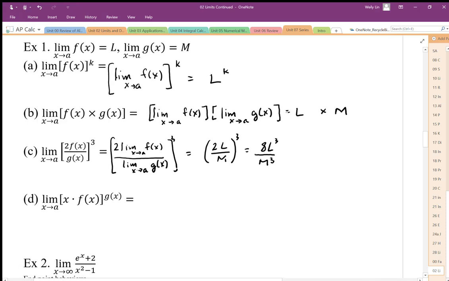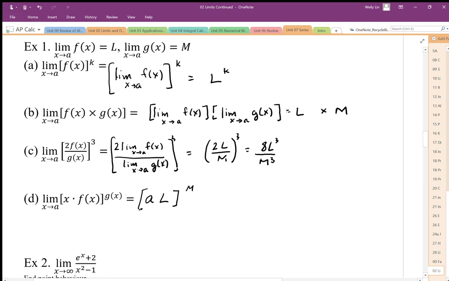So here we have the limit as x goes to a of this expression. Well, I can do the limit as x goes to a, it's just going to be a. The limit as x goes to f, it's going to be L. And all that can be applied to the limit of the power, which is m. So I've kind of skipped a step in the limits, but as I get better at this, I can start compressing some of these.